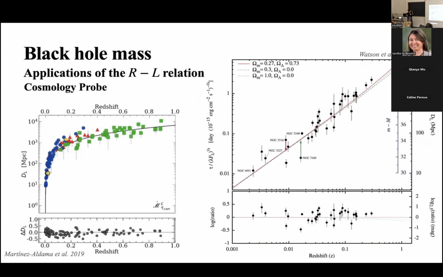There's also another application: we can use the quasar as a standardized candle to probe cosmology. You have the R-L relation, you have the time lag you measured, and you have the luminosity. You compare that with the absolute flux you get, and you can use that to compare with lambda CDM. Here are some plots. They're very consistent with the current cosmological model, even though there's some scatter in the distance measurements. It's a very independent way to test our cosmological model.